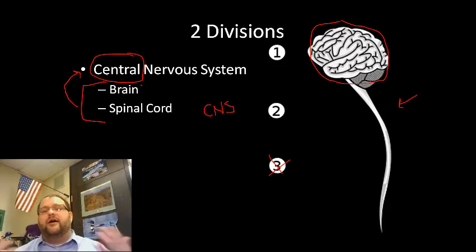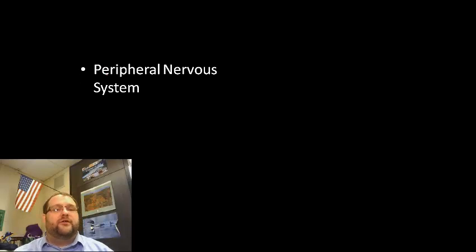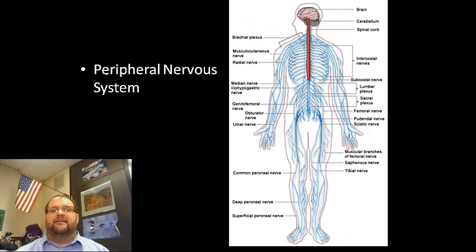And we don't call the other division appendicular, just like our skeleton. That would make sense, but we call it something different. We call it the peripheral nervous system, and that contains all these other nerves. There are lots of other nerves in your body, a huge plethora of nerves, and they fall into your peripheral nervous system.